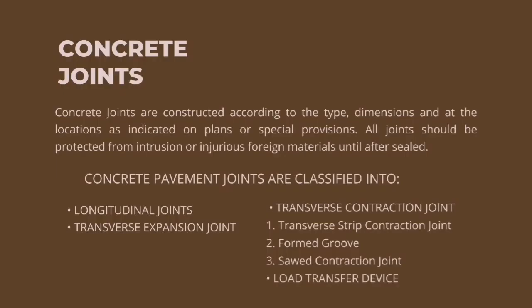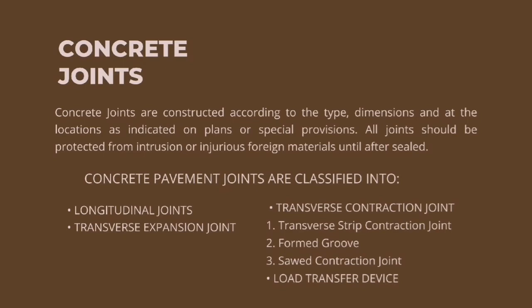Concrete joints. Concrete joints are constructed according to the type, dimensions, and at the location as indicated on plans or special provisions. All joints should be protected from intrusion or injury by foreign materials until after sealing. So there are 4 concrete pavement joints. First is longitudinal joints, constructed when one lane of HMA is paved, then the adjacent lane is paved next to this, now called a joint. Second, transverse expansion joints.